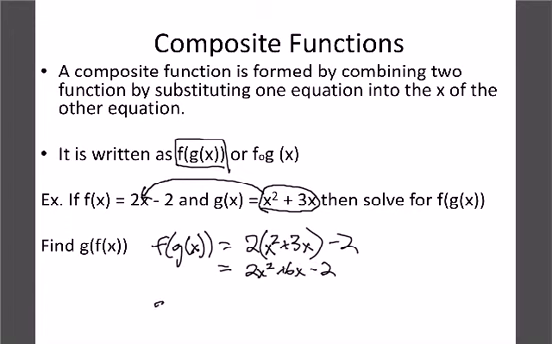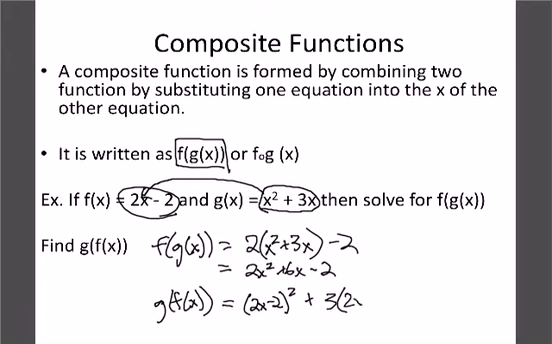And then we can also do them in the other order. It doesn't have to always be f of g, it could be g of f. So what that means in this case is now we're going to take the f equation and substitute that in. So our g equation is x squared. So we're going to have, instead of x, 2x minus 2 squared. And then we're going to have 3 times 2x minus 2. So you just substitute one equation in for each x into the other equation.